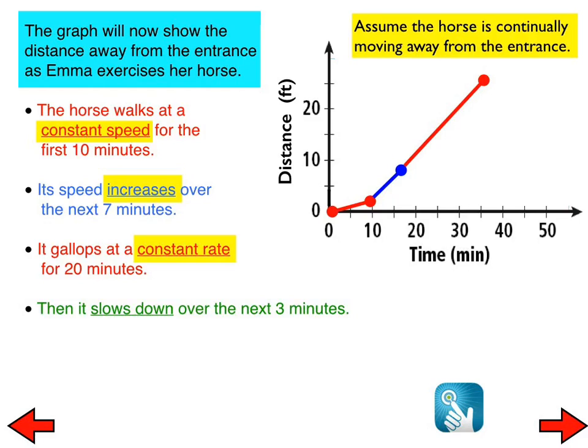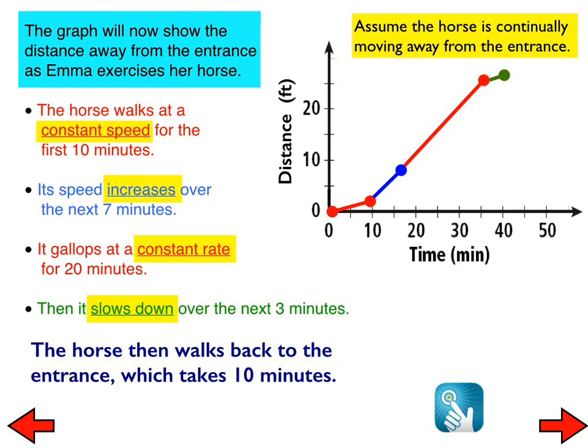By the way, if the horse sped up, it would look like this, a little steeper. If the horse slowed down, then it would look more like this. We're talking about slope when we're talking about things like that. All right, then it slowed down for the next 3 minutes. But notice it's still moving away from the entrance, so that's why it keeps going further and further to the right on the graph. Now I'm going to add one new step here.